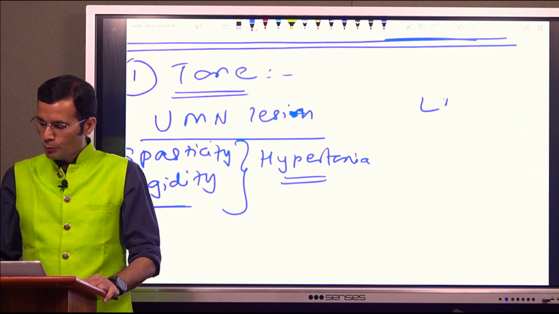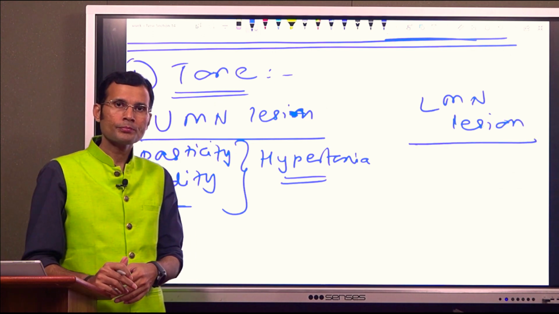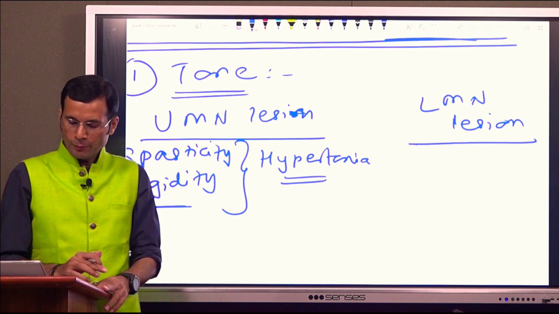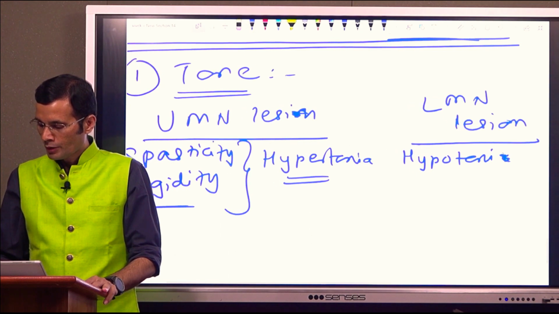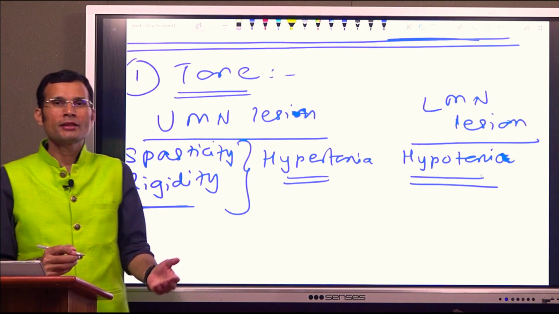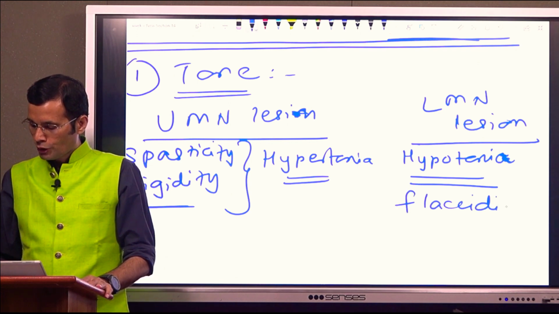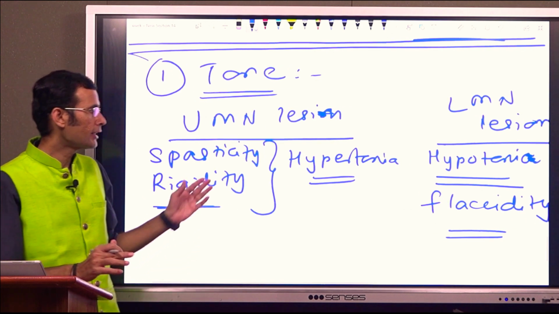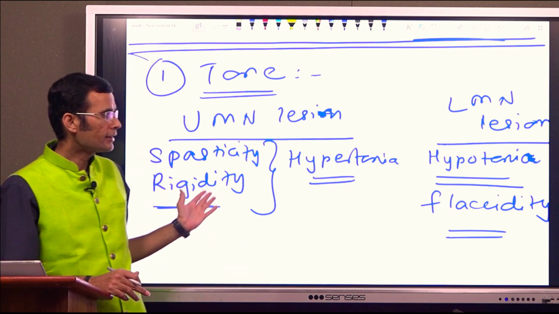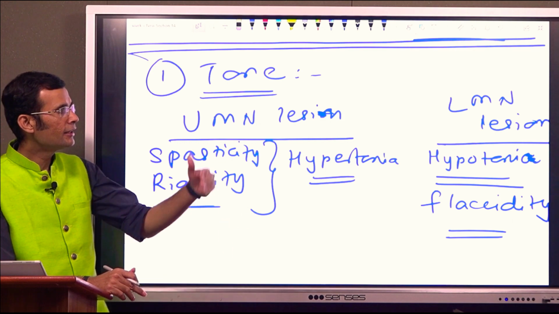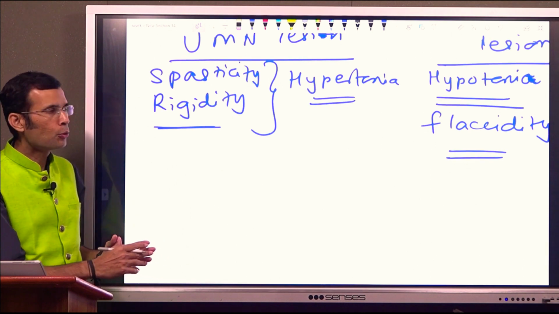In the case of lower motor neuron lesion, since now there is no signal reaching the muscle, there will be loss of tone. So, it is called hypotonia, and hypotonia is generally also sometimes referred to as flaccidity. So, you see, there can be a spastic paralysis, or there can be a flaccid paralysis of the muscle. So, spasticity, hypertonia; flaccidity, hypotonia, loss of tone or decreased tone. That was about tone in the muscles.